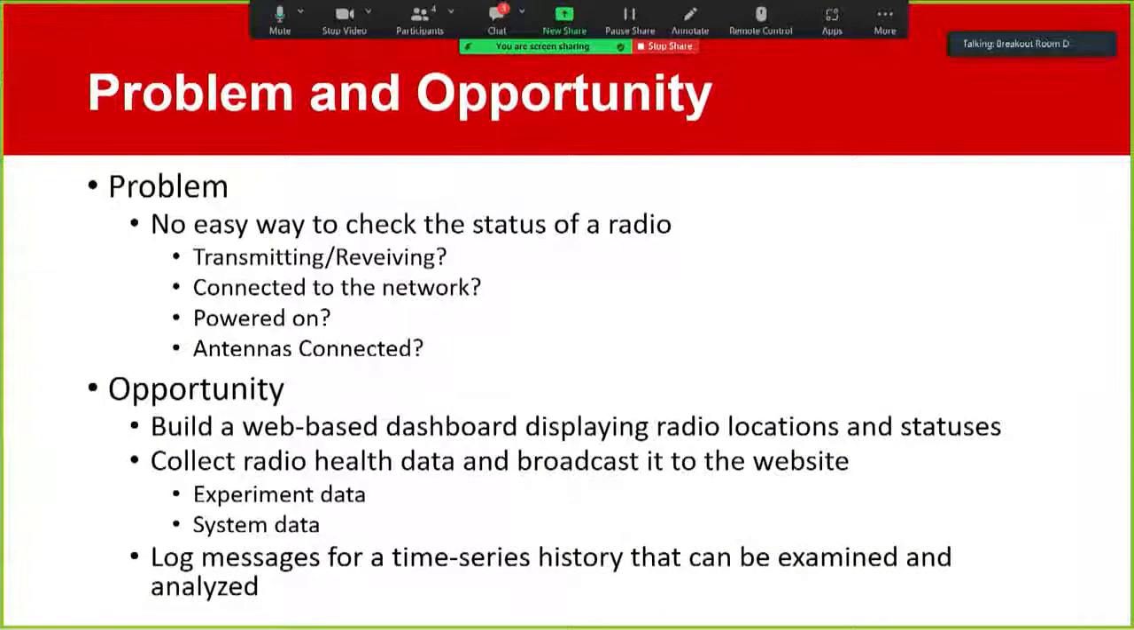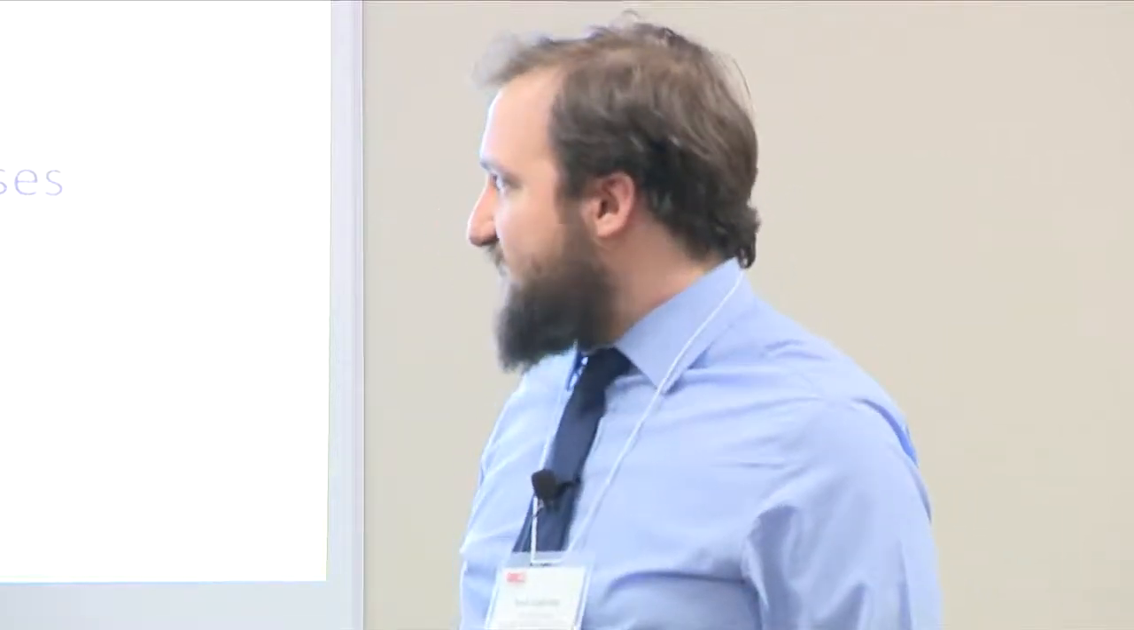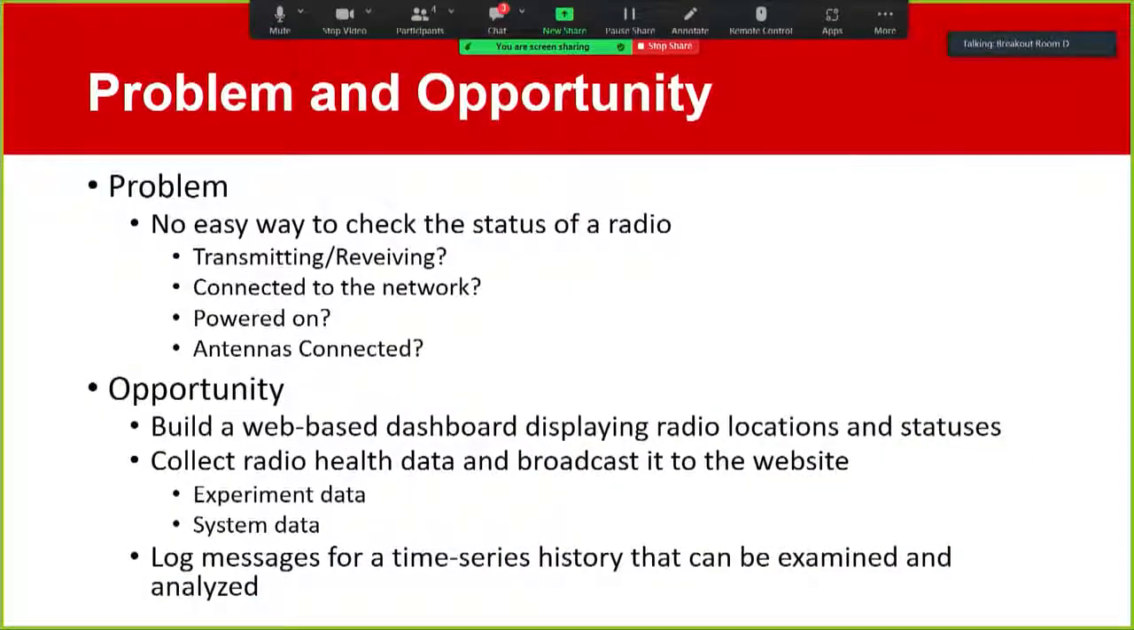The problem we were addressing with this project was that researchers wanted an easy interface for checking all of these issues listed under the no easy way to check the status of the radio. They want to know if the radio is transmitting or receiving. They want to know if it's connected, powered on, and if antennas are connected and functional. But for a lot of these issues, it's difficult to do that, especially when your network is spanning a large area or is in a completely different part of the state, like the radio in Meade, Nebraska. So our opportunity was to build a web-based dashboard for displaying the locations of these radios, as well as reporting back on any of these issues, including if they're transmitting on a forbidden frequency band.